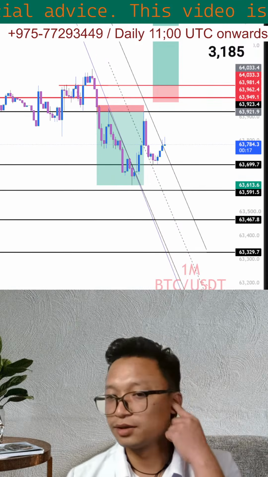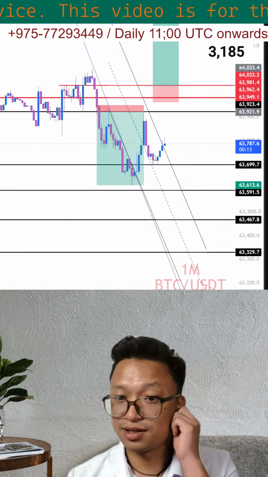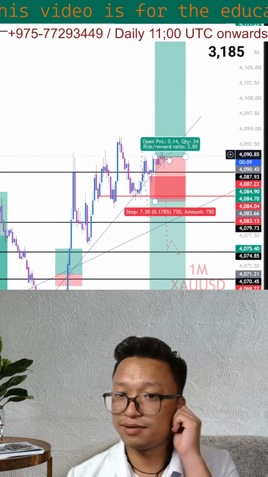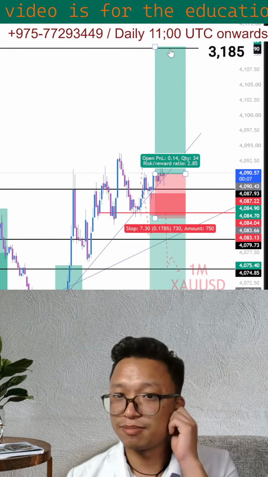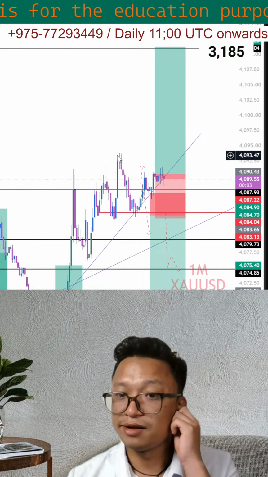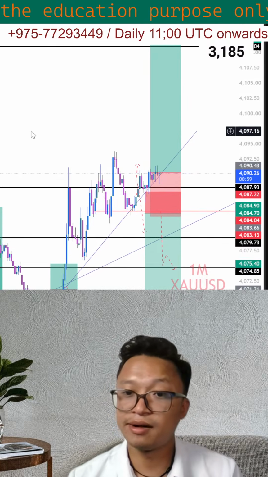For the BTC, I think it would try to go to 63,000, this zone towards the downside. Gold, I think if it breaks out from here, it is approaching 4,000 something. But if it gets rejected, then below this level stands a bear zone.